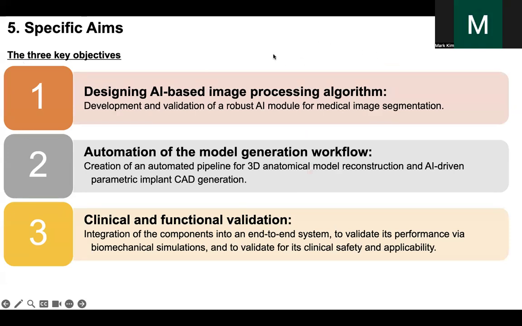Next, I would like to talk about specific aims of the study. In this study, there will be 3 key objectives to be achieved. The first one will be designing AI-based image processing algorithm, which will involve development and validation of a robust AI module for medical image segmentation.